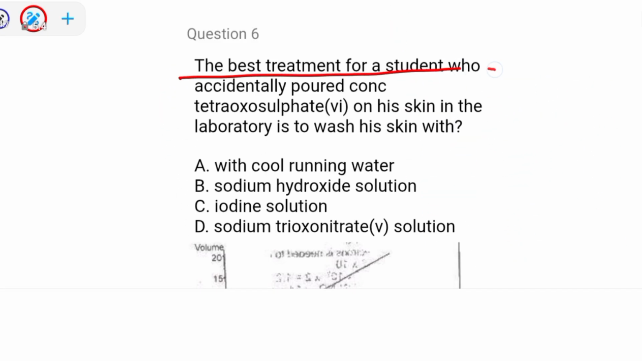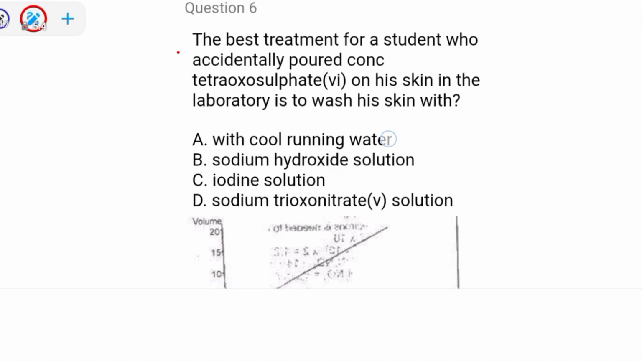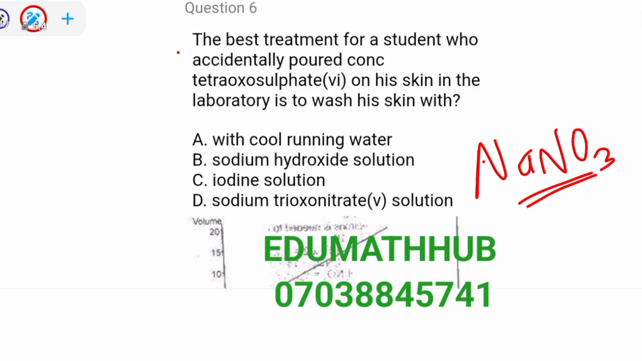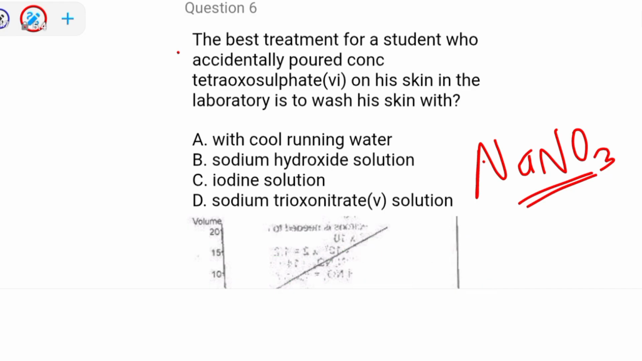The best treatment for a student who accidentally poured conc H2SO4 on his skin in the laboratory is to wash his skin with, so we have the options here, with cool running water, with sodium hydroxide solution, with iodine solution, and with sodium chlorinate solution. So if you check the options very well, let's check from the bottom part with sodium chlorinate solution, that's NaNO3. So NaNO3 is a salt, okay? So you are adding it to the acid which is already on the student's body.